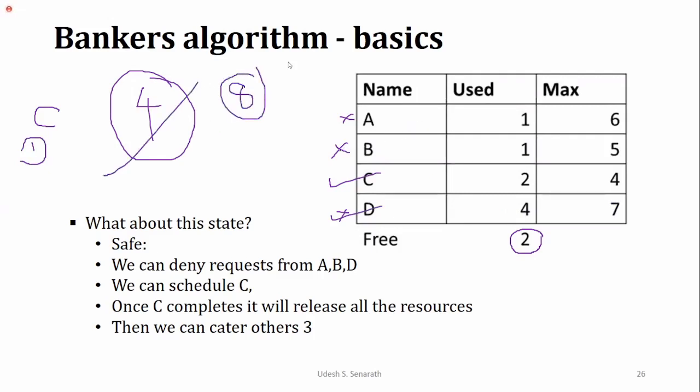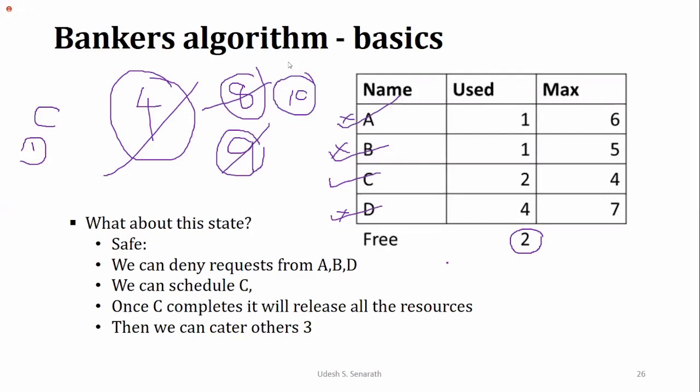Then we will run what? Then we will run D by giving four, right? So four left, and at the end, nine resources will be released. And then we run A by giving five. So at the end, 10 resources will be released. All the resources will be released. Yes. This is in a safe state.